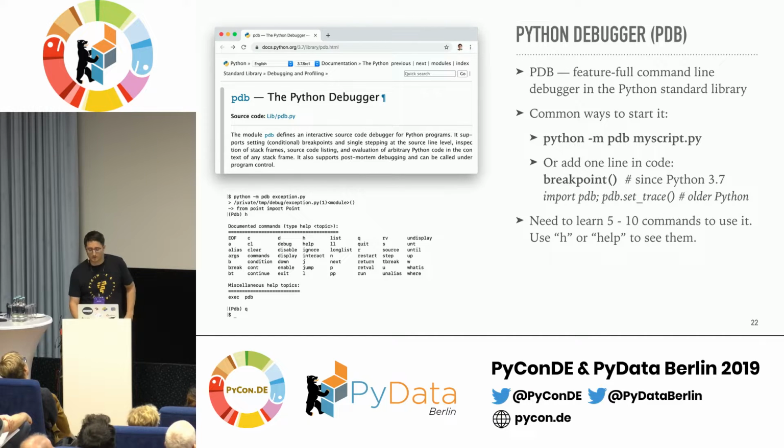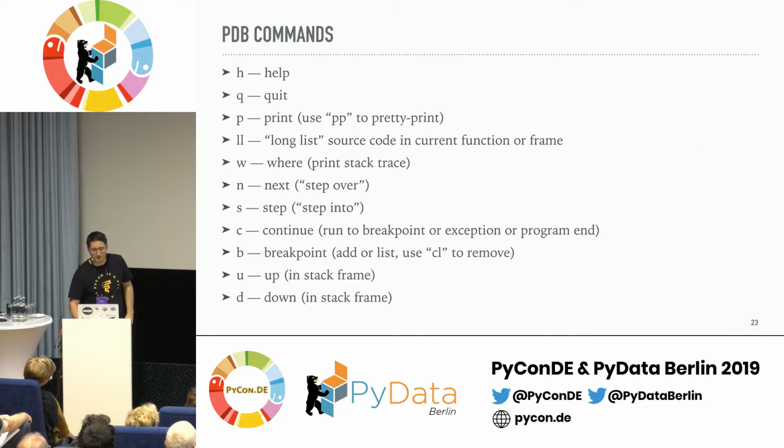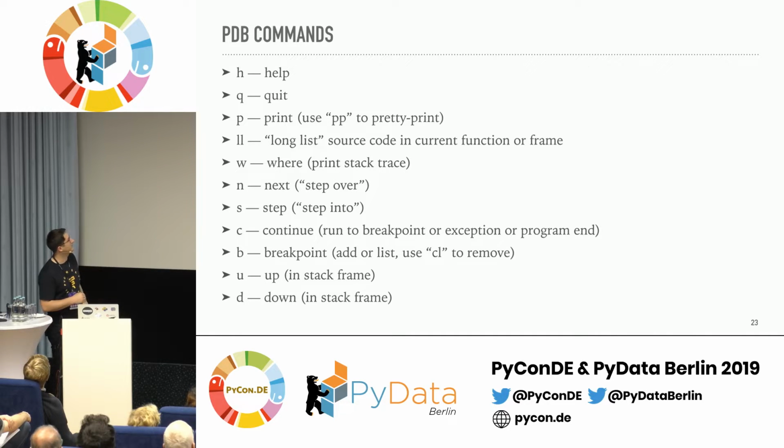And then you need to learn 5 to 10 commands for how to use it. The most important one is h or help, which prints you the available ones if you don't remember them. And then the most common ones are listed here, so you can get help, you can quit, you can print or pretty print the content of variables. You can list or long list the source code in the current function or frame where you are. You can use w to print the stack trace of the frames that you have. And then you have various ways to step through your code.